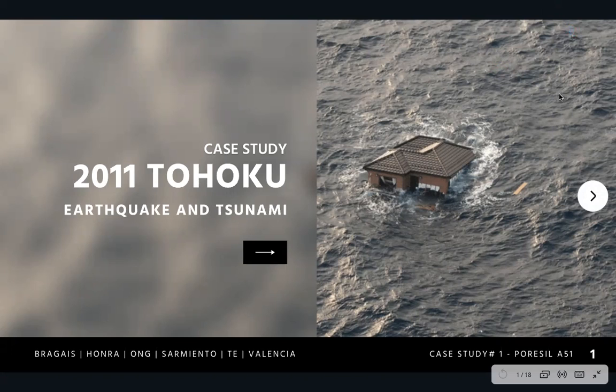Good day, everyone. On behalf of our group, we are going to present a case study in the 2011 Tohoku, Japan earthquake and tsunami.